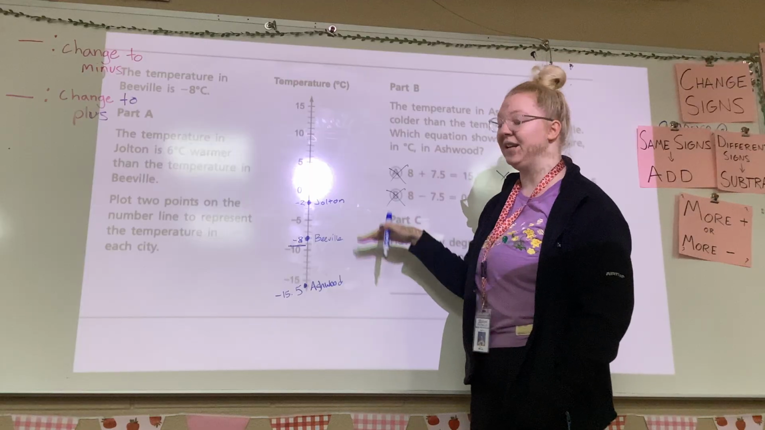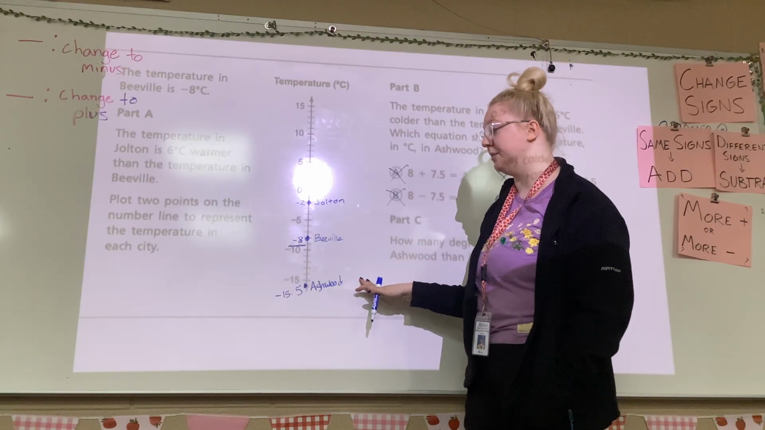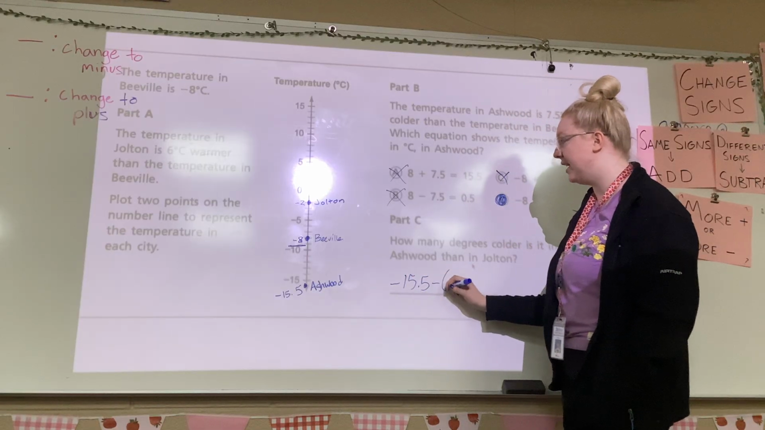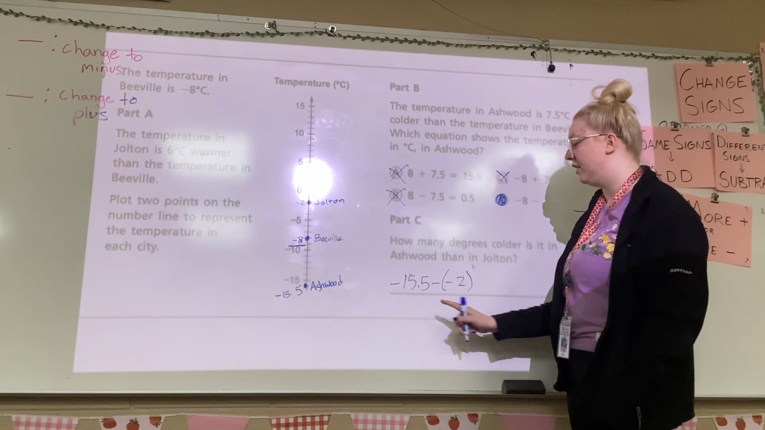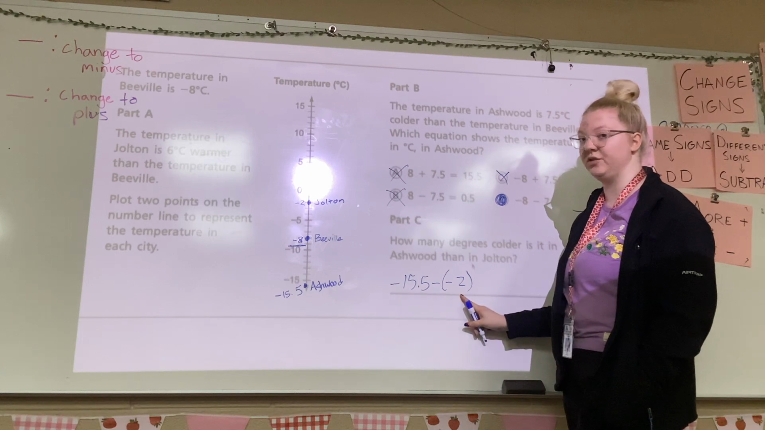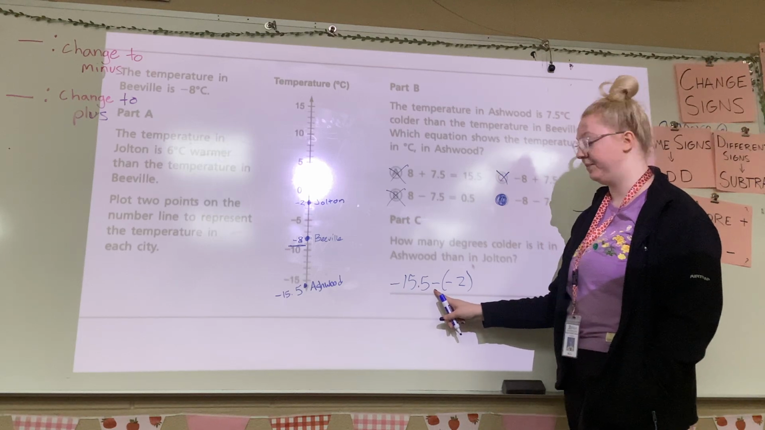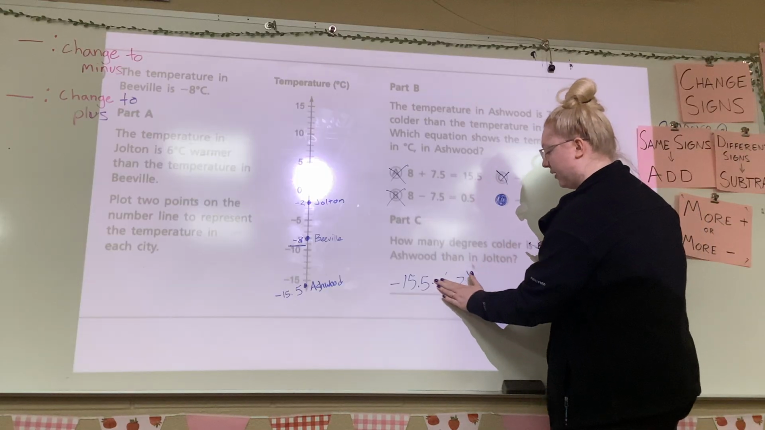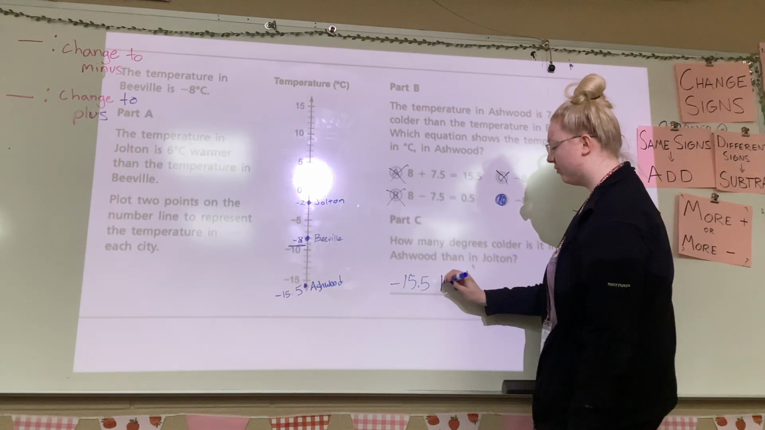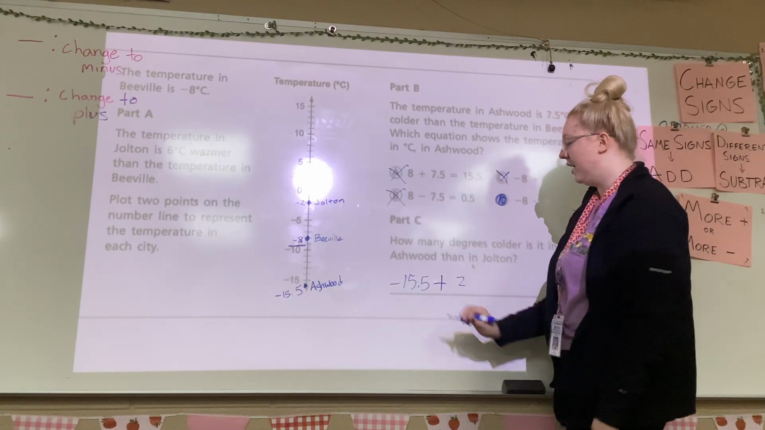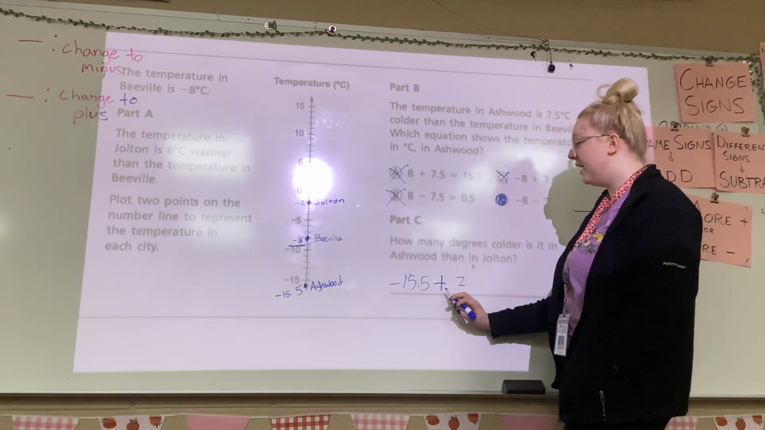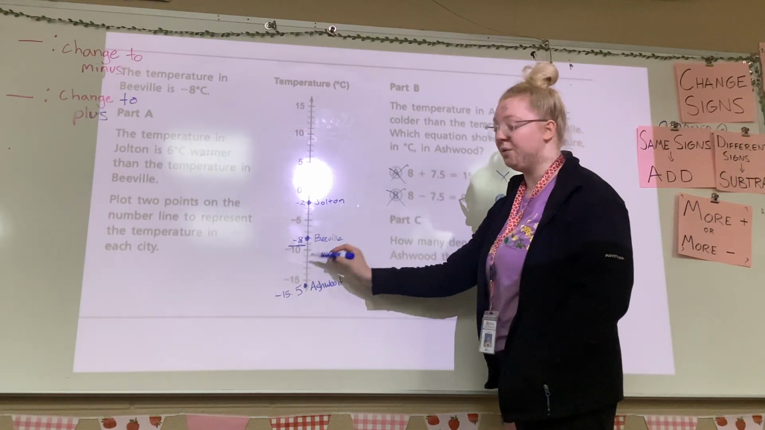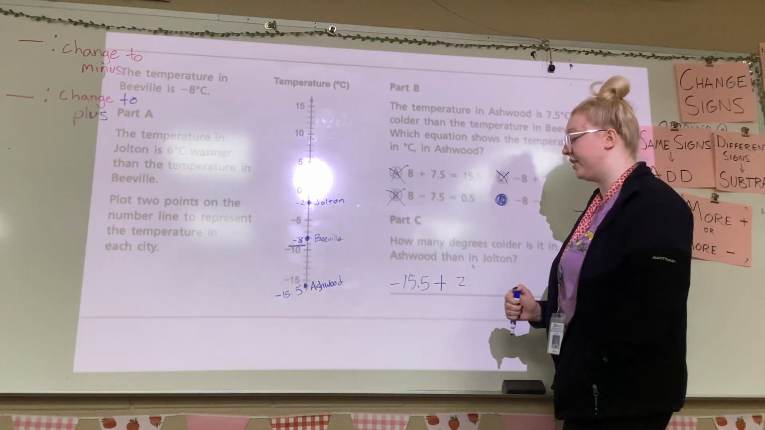We are finding a difference, so we are going to need to subtract. -15.5 minus -2. Temperature in Ashwood, temperature in Jolton, we're subtracting them. When we see minus a negative, you change it to plus. You change both of those to plus. -15.5 plus 2. You could just do this on the number line if that's going to help you, or we can use our 3 steps.